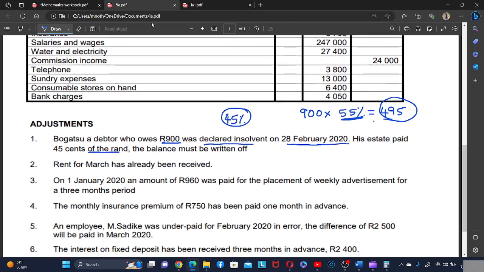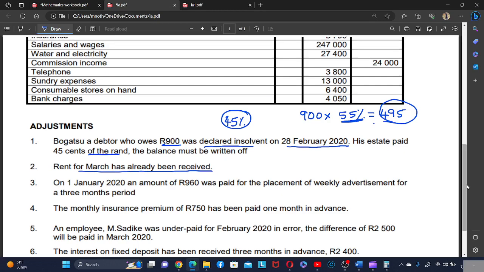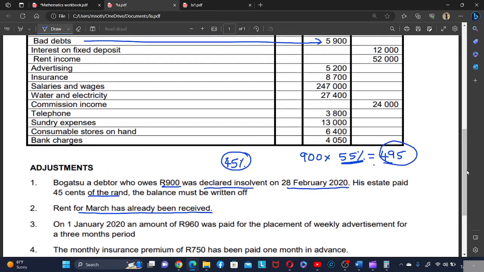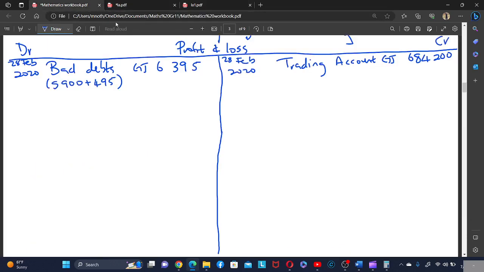Number 2. Rent for March has already been received. Okay. Where is the rent income? Because we are told that you have received the rent for March. Here is the rent income, 52,000. Let's go to the credit side because the incomes are recorded on the credit side. Rent income, 52,000.